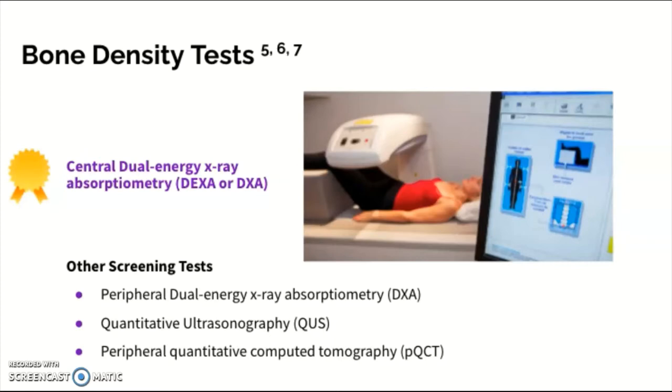The central DEXA is the most commonly studied and used bone measurement test to screen for osteoporosis and uses radiation to measure bone mineral density at the hip and lumbar spine. Screening tests can help identify people who are most likely to benefit from further bone density testing. They are also useful when a central DEXA is not available. They cannot accurately diagnose osteoporosis, and they should not be used to see how well an osteoporosis medicine is working. The peripheral DEXA uses radiation to measure bone mineral density at peripheral sites, such as the lower forearm and heel. Quantitative ultrasonography uses ultrasound to evaluate peripheral bone sites, and the most common site is the calcaneus.